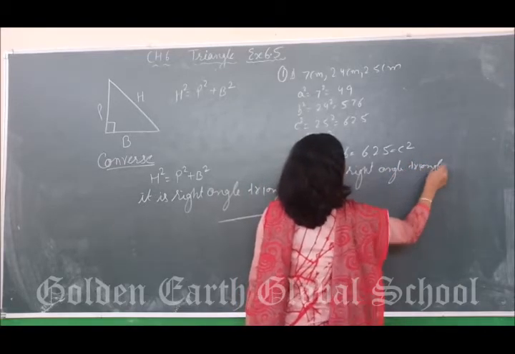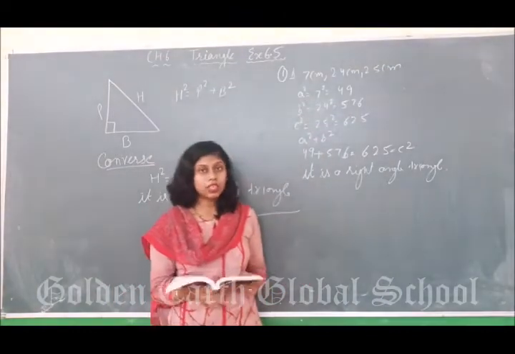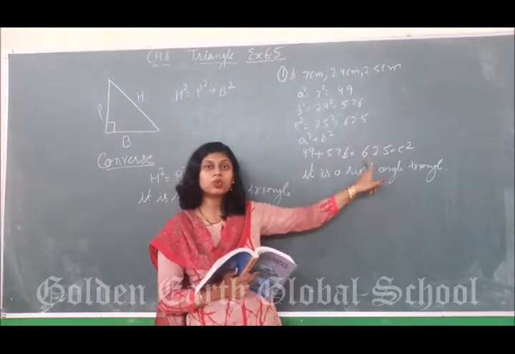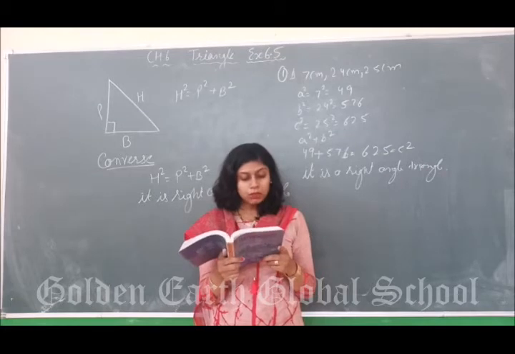Clear? All the parts are the same. First of all, you have to square. Then check whether the sum of the smaller sides is equal to the largest or not. Clear? Then question number two.